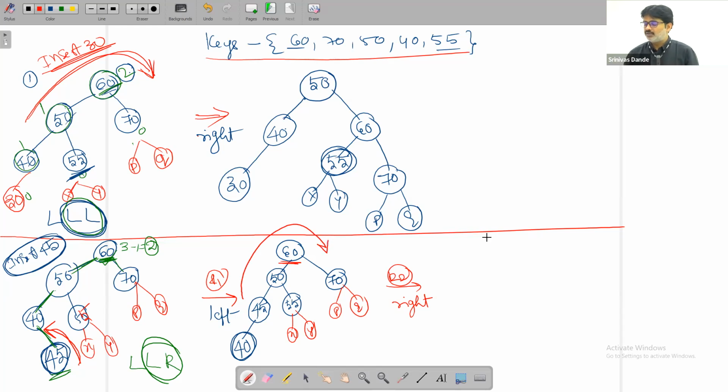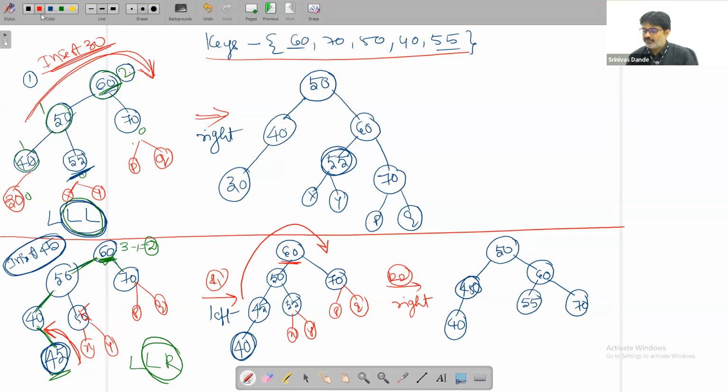So now 50 becomes the root. And down here, 60 will be there as it is, 70 will be there as it is. And 50's child is 45, and 45's child is 40. Now, where is 55? 55 comes down to this only.